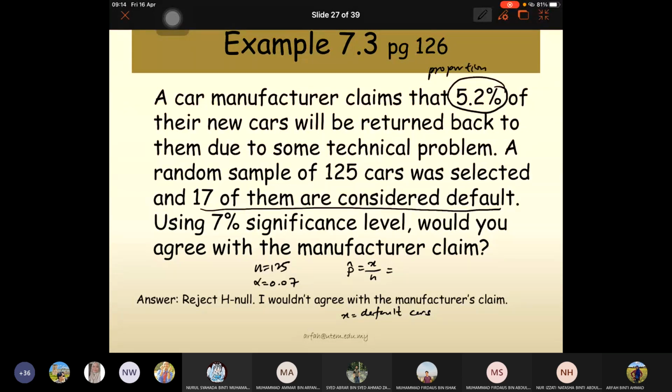Oi, tidur ke? Tanya soalan ni, senyap je semua. 0.136. Betul, 0.136. So awak ambil 17 bahagi 125, dapat 0.136. Okay. So then, buat dia punya hypothesis testing. Dia punya claim, dia kata 5.2% kereta will be returned. So macam mana nak letak this one dekat hypothesis punya statement?